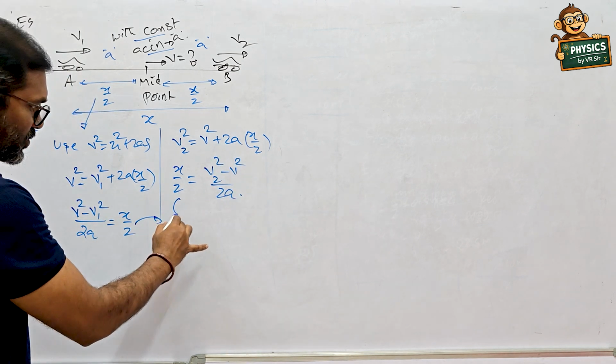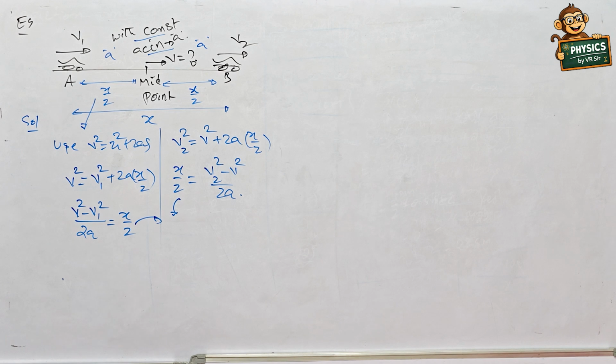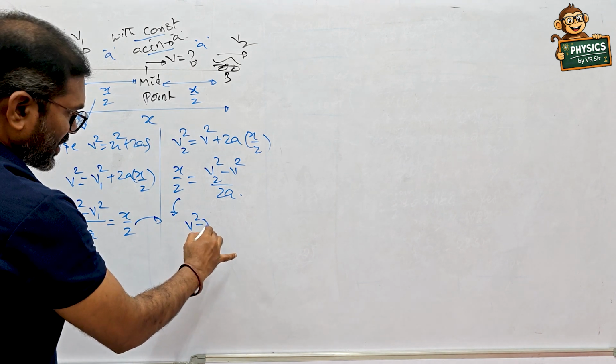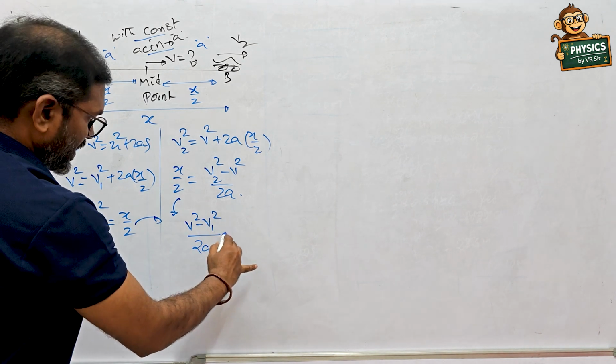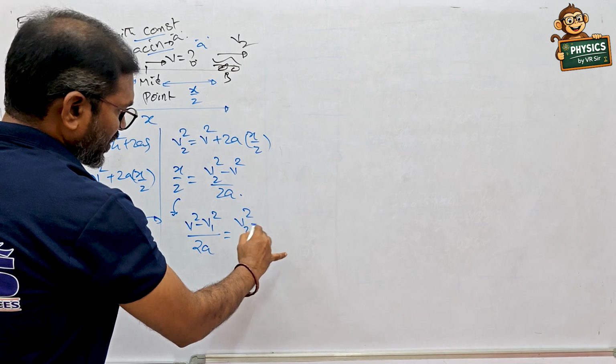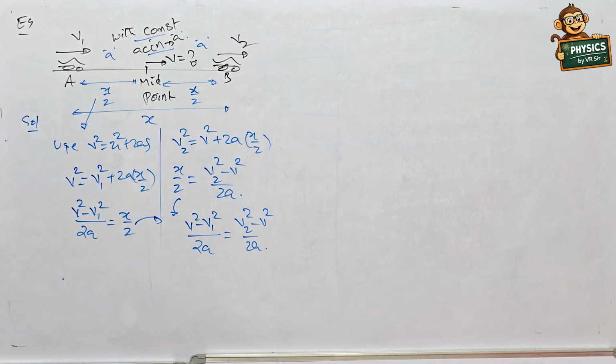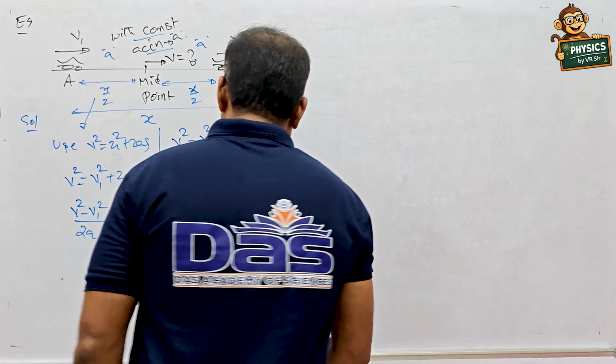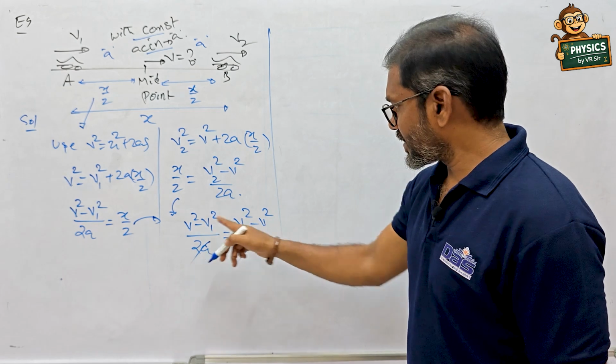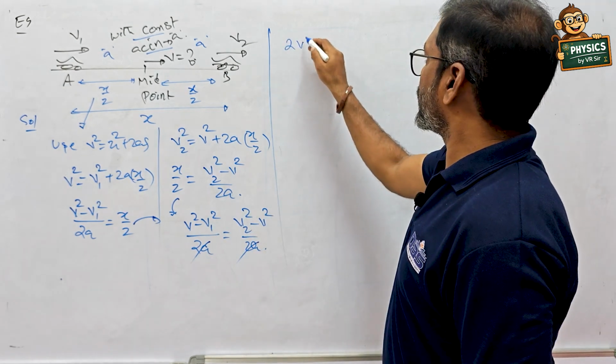Now these two are equal, isn't it? When you equate them, what happened here? v square minus v1 square by 2a is equivalent to v2 square minus v square by 2a. Now the 2a gets cancelled. So what happened here? v square and minus v square, bring it over: 2v square.